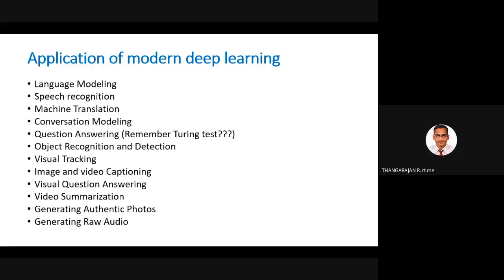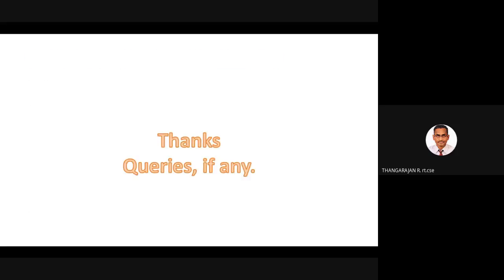The last two topics I mentioned, generating authentic photos and generating raw audio, are called generative models. They are open in research. So this comes to the end of the first session today. I gave you the history of neural networks, how they developed, and how they can be applied to different applications. Thank you for joining this session.